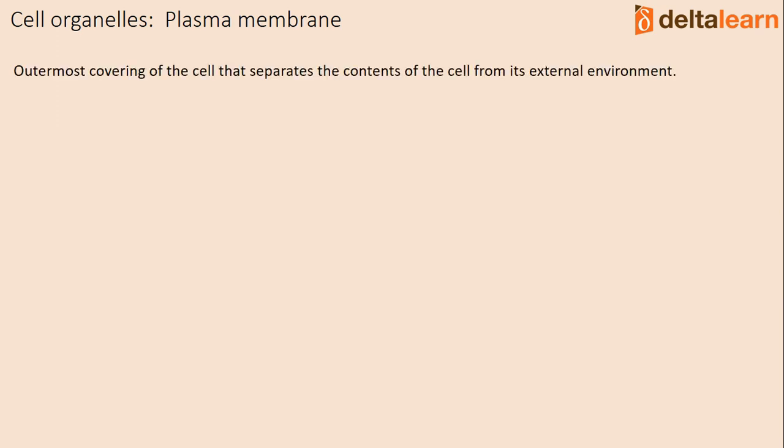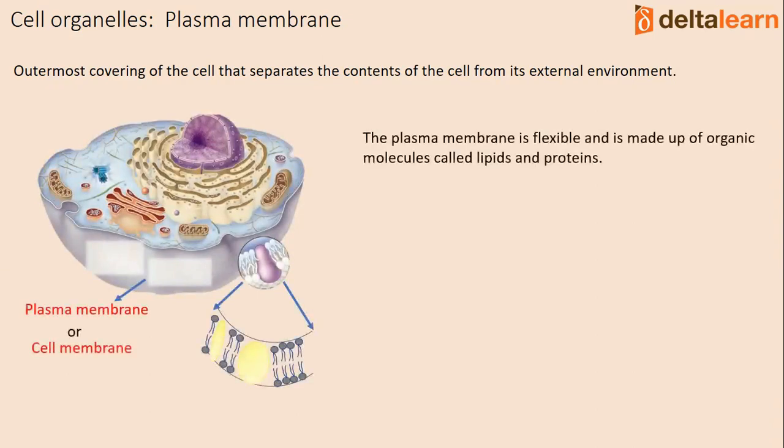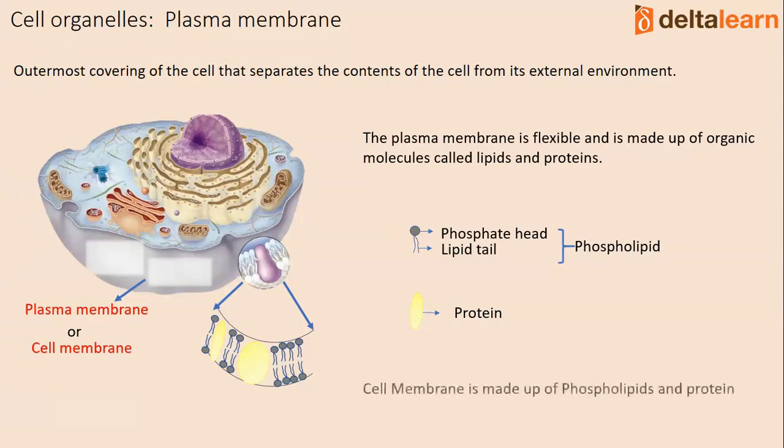Plasma membrane. The cell membrane is also called the plasma membrane, the outermost covering of the cell that separates the contents of the cell from its external environment. The plasma membrane is flexible and is made up of organic molecules called phospholipids, which have a phosphate head and lipid tail, and proteins. The cell membrane is made up of phospholipids and protein.